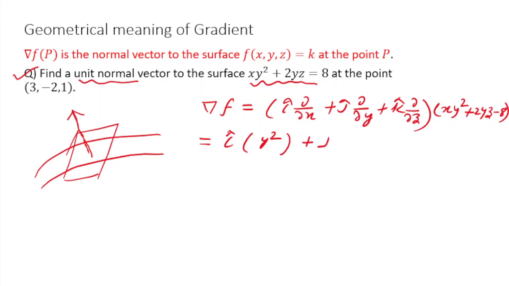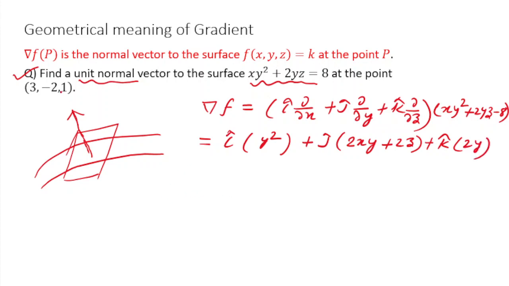Then we take the j cap del by del y of this, so y square will give me 2y, so the first term will become 2xy, the second term will give me 2z because it is 2yz, and there is no y in the third term, so that's it. And if I differentiate the expression with respect to z, I will get k cap here, and with respect to z I will get 2y.